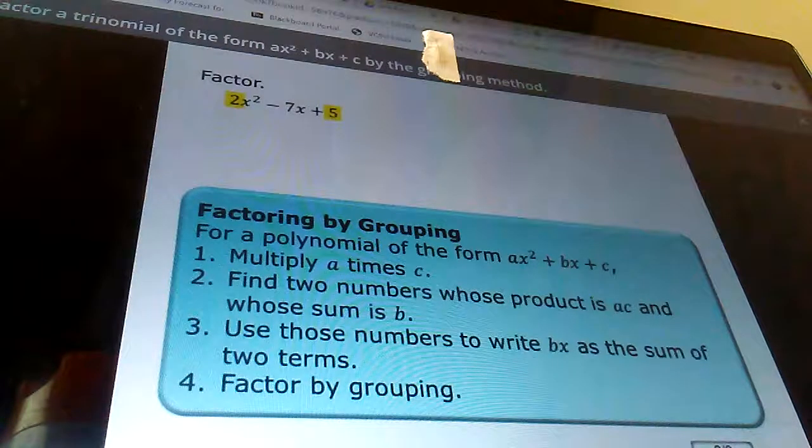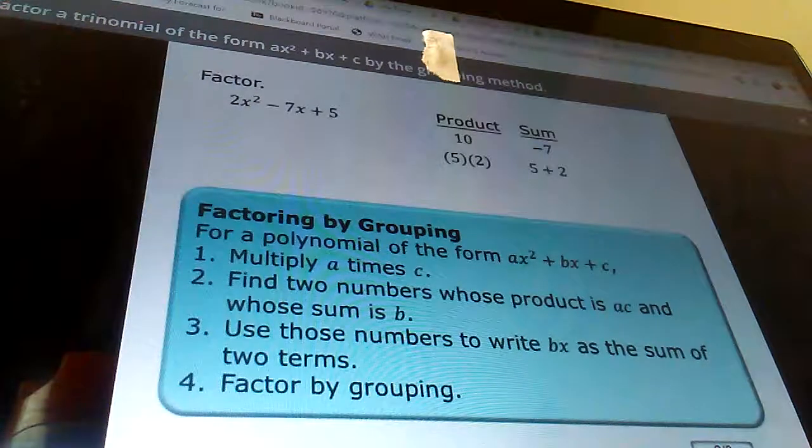First, multiply 2 and 5, which equals 10. We want the sum to be negative 7. Now think of two numbers that have a product of 10, and at the same time have a sum of negative 7. Let's try 5 and 2. 5 times 2 is 10, but 5 plus 2 is positive 7, not negative 7. However, this tells us we're close.